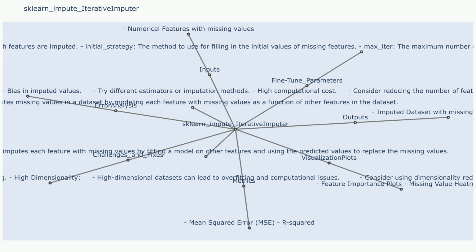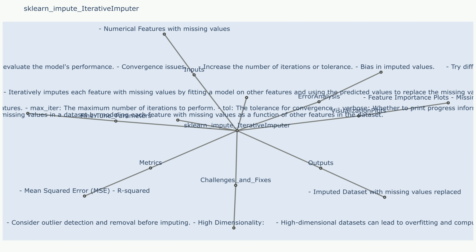Max_iter. The maximum number of iterations the imputer will perform. Random state sets a seed for the random number generator used in the imputer. This ensures reproducible results. Uncertainty methods. Sample posterior true. This method introduces randomness into the imputation process by sampling from the posterior distribution of the estimator. This captures the uncertainty associated with the missing values, resulting in more realistic imputed values.